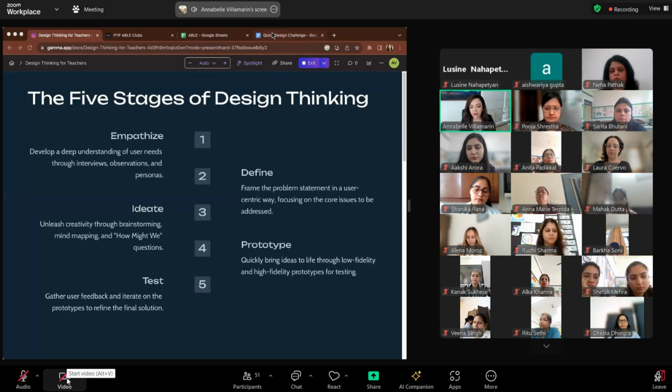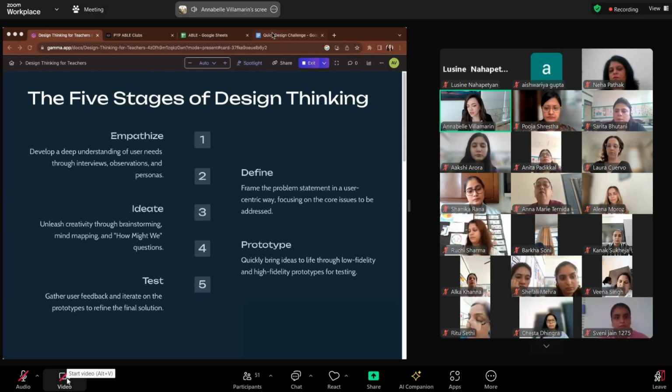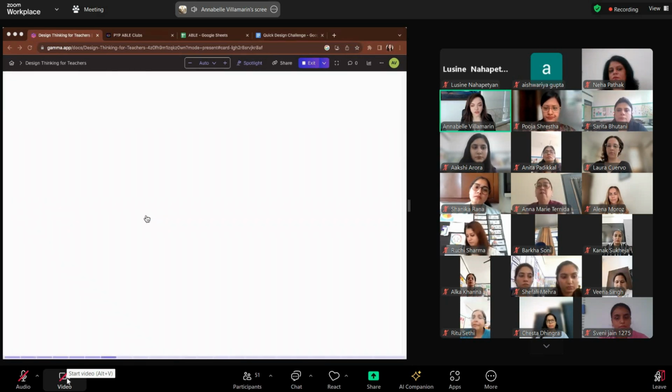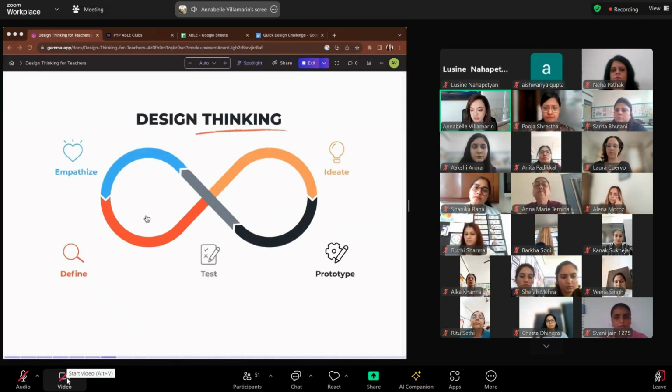But what I like about the stages of design thinking is that there's no one answer. You know, there's no one solution to the problem. There can be so many options for the children to pursue. Okay, so this is just a visual representing what I said just now, that it doesn't really follow a linear process.